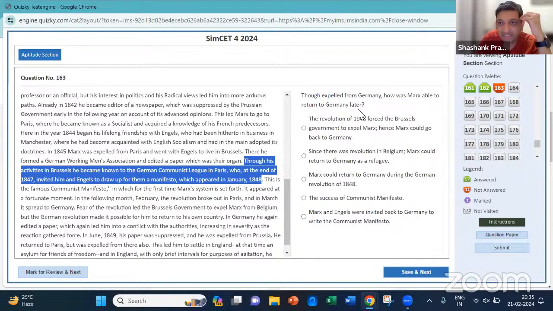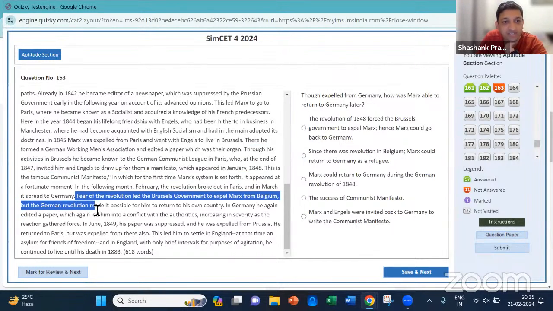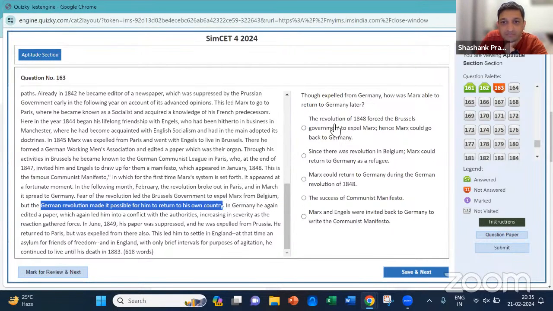Though expelled from Germany, I think this is a deceptive passage. Expelled from Germany, how was Marx able to return to Germany later? After being expelled from Germany, how did he come back? Okay. Fear of revolution, German revolution. Okay, German revolution made it possible for him to return to his own country. So Brussels expelled Marx from Belgium. Okay, so this is not the one they expelled, but not the German revolution. Success of the Communist Manifesto.